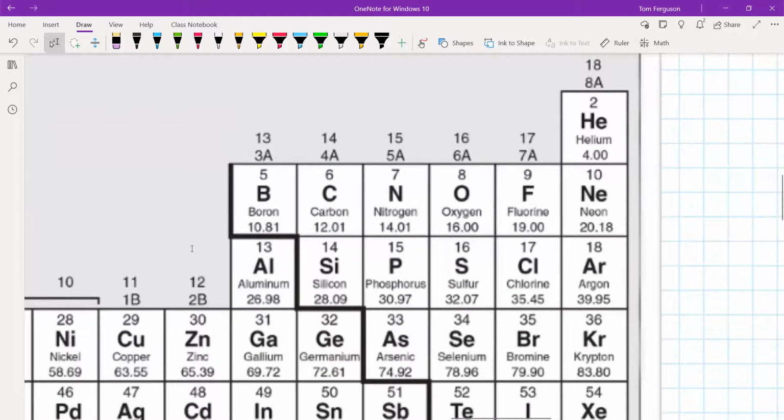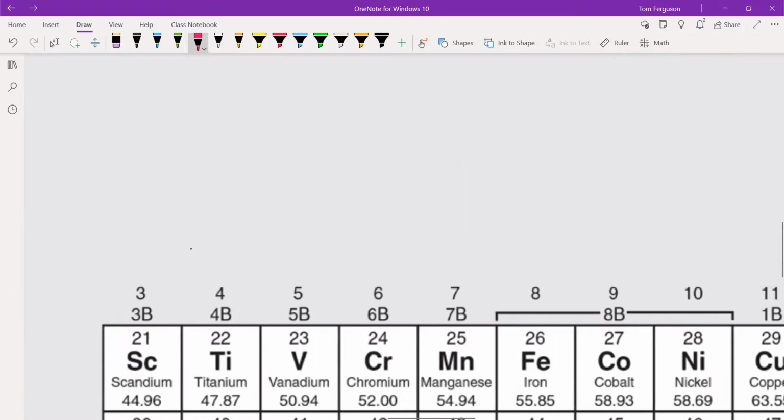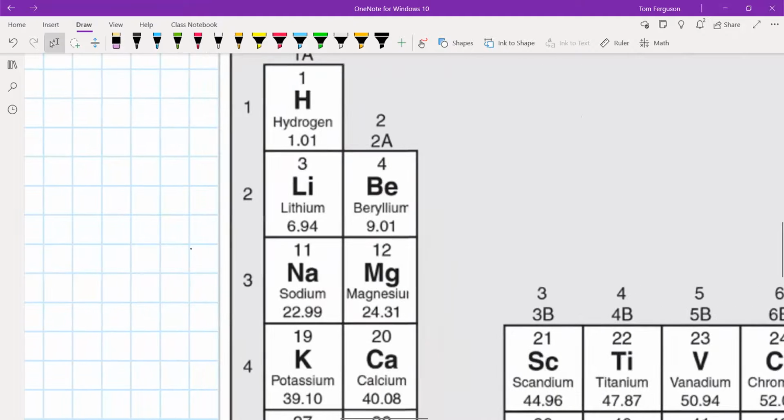So here is oxygen, and notice the decimal number for oxygen, 16.00. That is grams per mole. Carbon, 12.01 grams per mole if we have a mole of carbon atoms. Here is our oxygen.